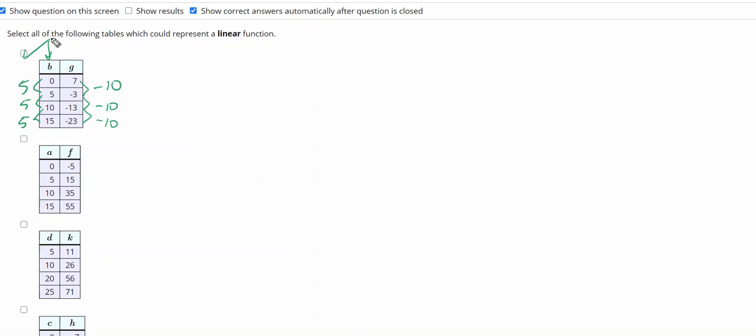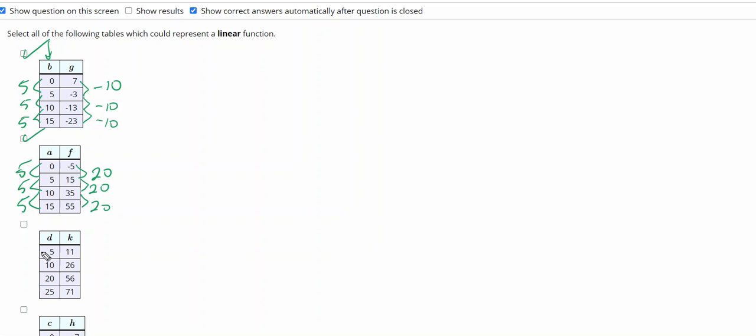So good. Next one. So now this one's going up by 5 every time. So up by 5, up by 5, up by 5. This one starts at -5 and goes to 15. So that one's going up by, sorry, not up by 10, up by 20. And then up by 20, and then up by 20. So that one also is. So good to go.